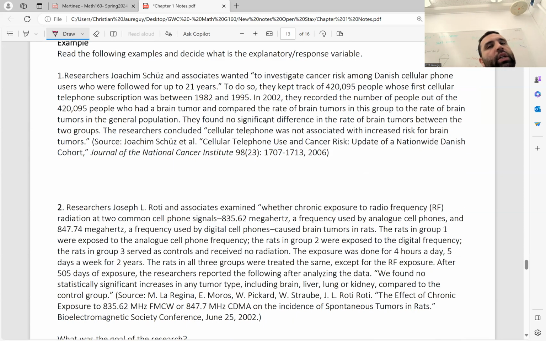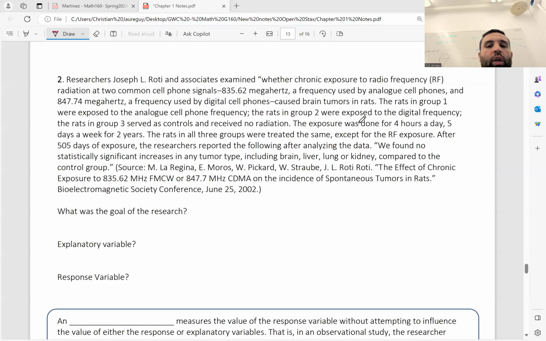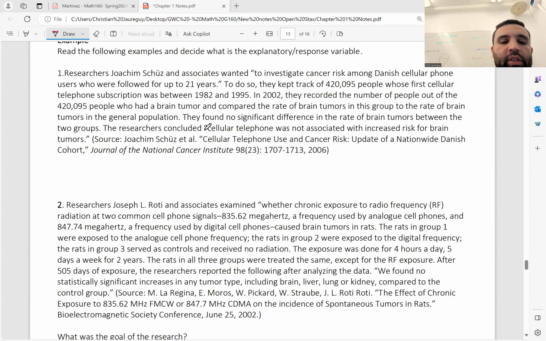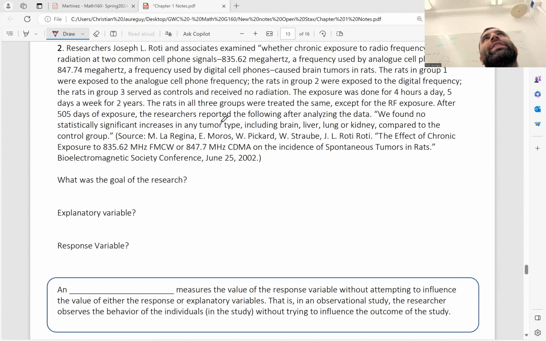So I'd press pause and go ahead and read through each of these examples. I'll press pause as well and then post the answers in a second here. So hopefully you read through each of these and figured out that there were two very different styles of experiments slash studies, but they both had the same explanatory and response variable.